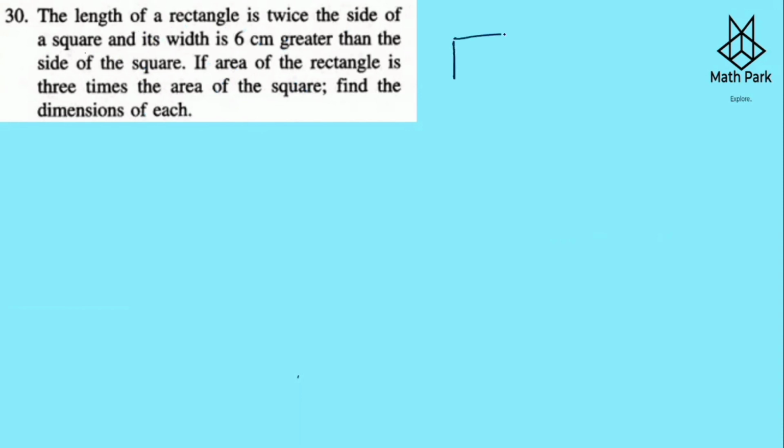So we have a square and we have a rectangle. So let us take the side of a square to be x and the length is twice the side of a square. So length becomes 2x and the width is 6 centimeter greater. So width is x plus 6. And if the area of a rectangle is 3 times the area of a square, find the dimensions.